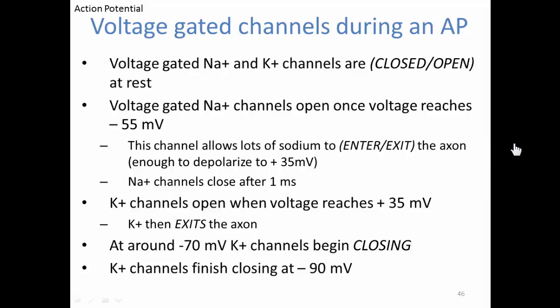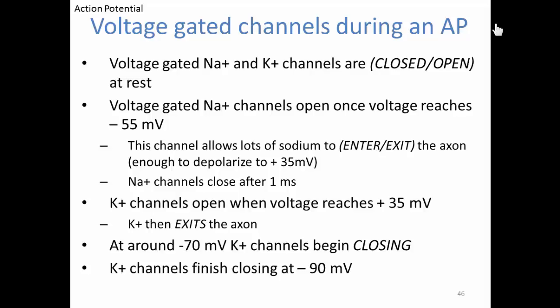All right, so on this particular slide, you have some options that you'll be choosing for answer choices. So let's take a look here. Voltage-gated sodium and potassium channels are what? Closed or open at rest? If you said closed, you're correct.